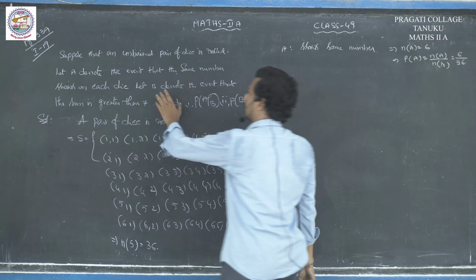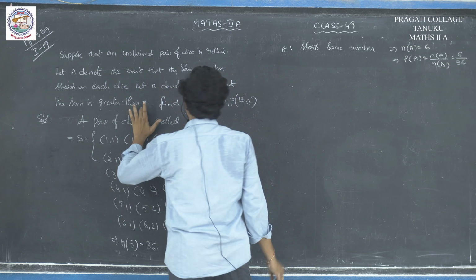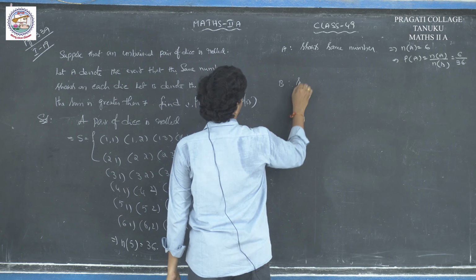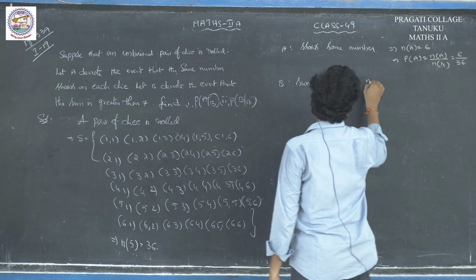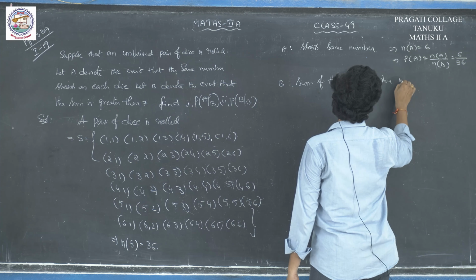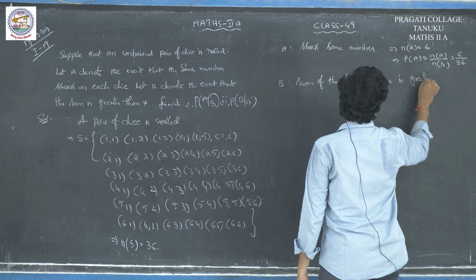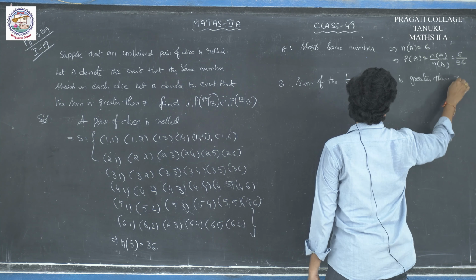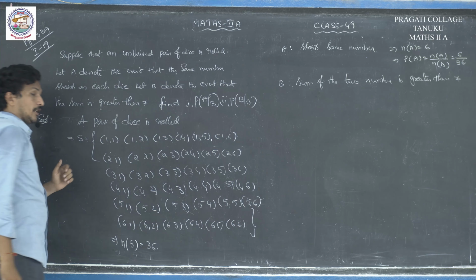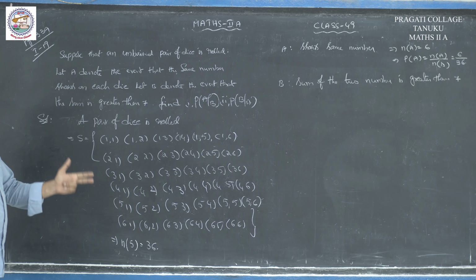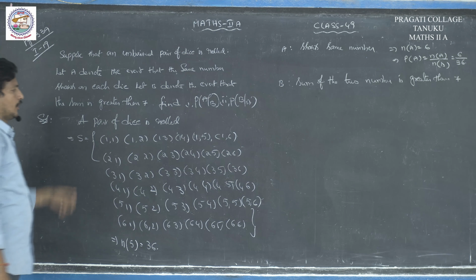Here what is B? Let B denote the event that the sum is greater than 7. B means the sum of the two numbers is greater than 7. That means the total is 8, 9, 10, 11 or 12. Here the totals are 2, 3, 4, 5, 6, 7. It is greater than 7.